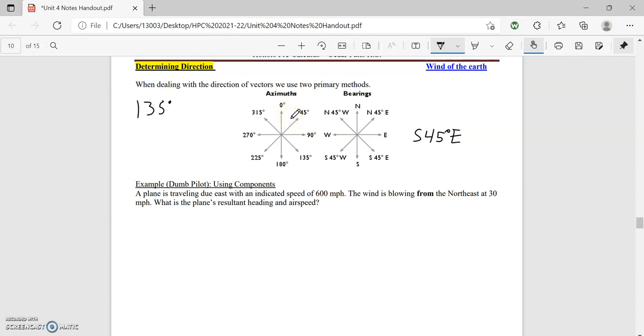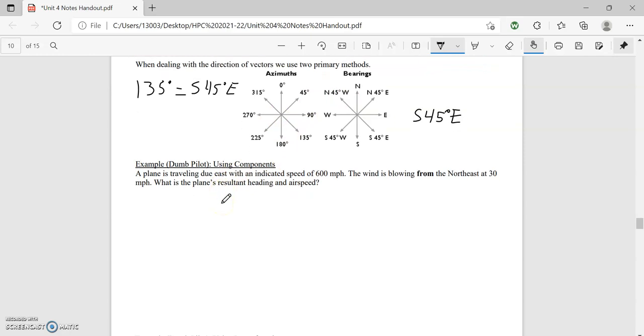If any of your problems give you a true bearing form, I wanted you to be able to understand that. So if you had 135 equals south 45 degrees east, something like that to help you. But in general, you look at these, and that's what we're doing.